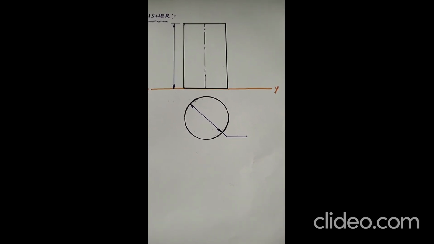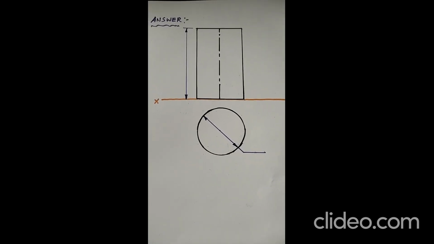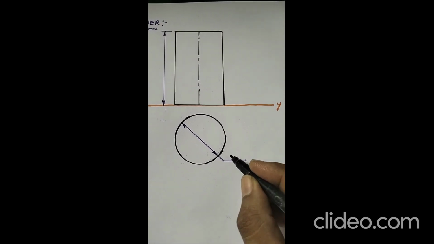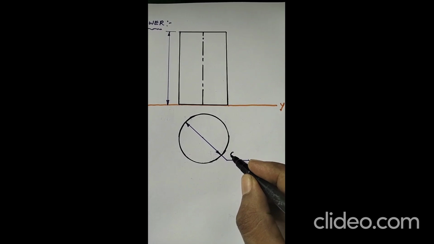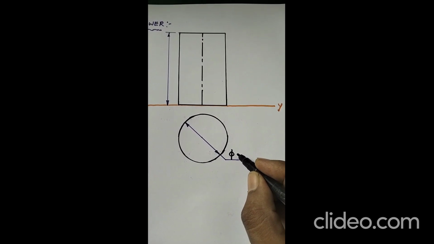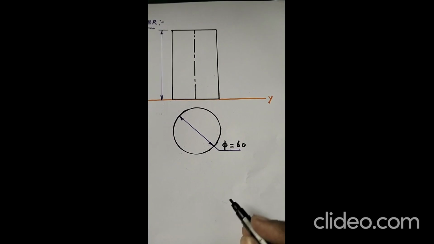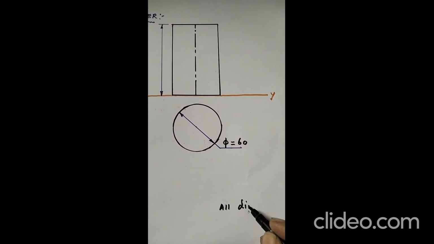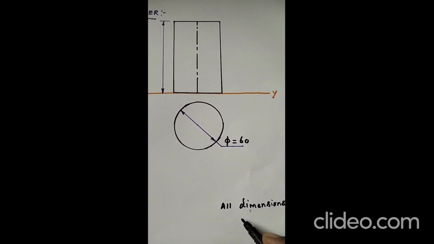What is the base diameter that is mentioned in the question? 60 mm. So here we are going to mark the diameter as 60 mm. The symbol for diameter is phi. So in symbol form only, in the dimension line we have to mark 60. That mm we should not write here. Below the drawing, we can mention separately that all dimensions are in mm, commonly below all the drawings.